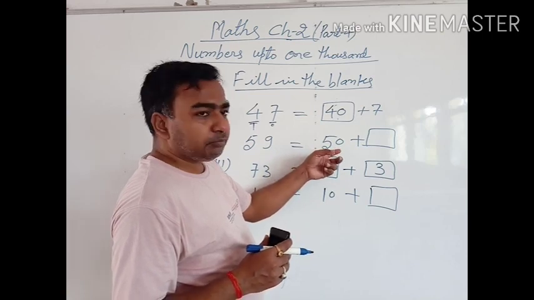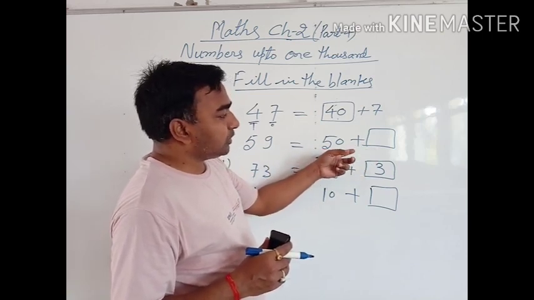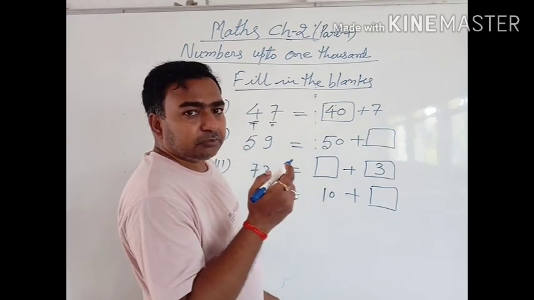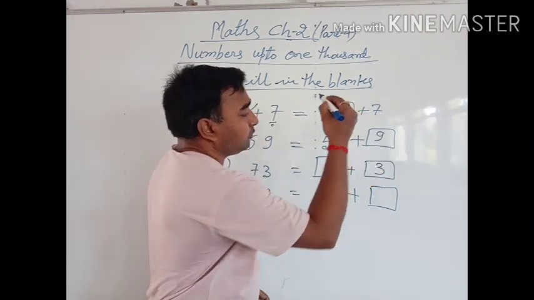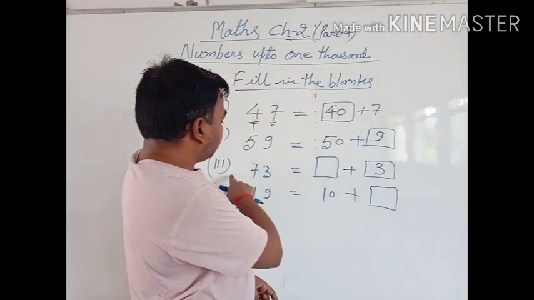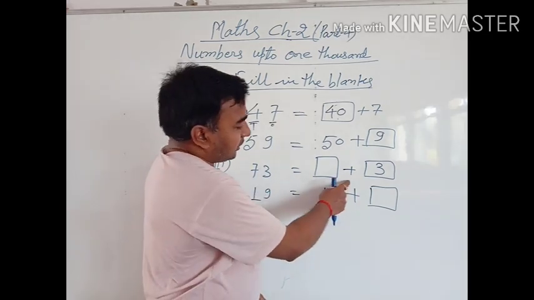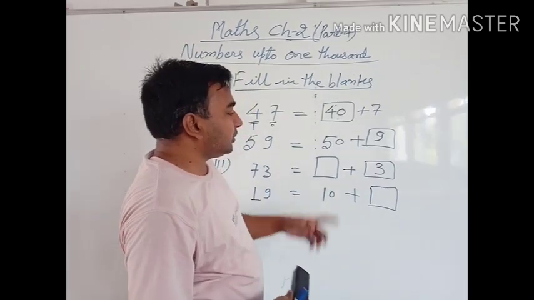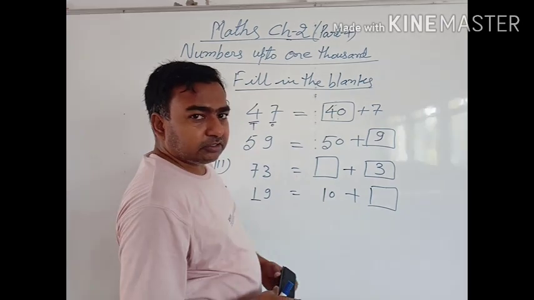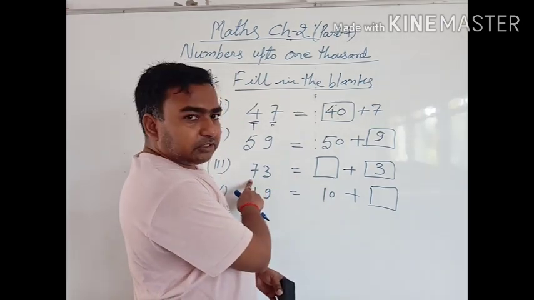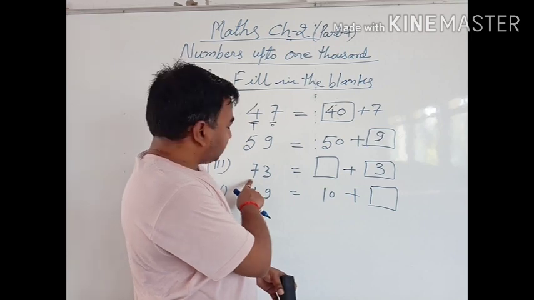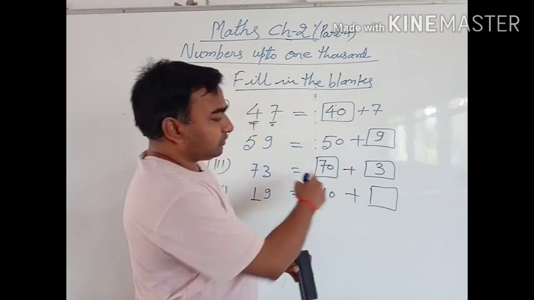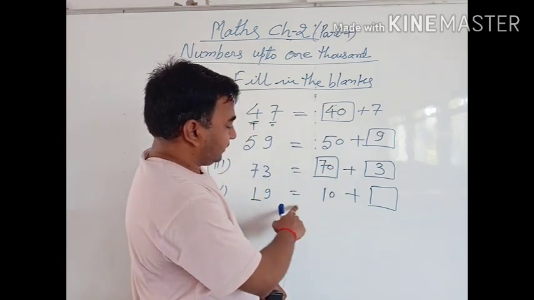After this, 59. Already you can see that I have written 50. Which number will we write inside this box to complete this? 50 plus which number is required? 9. So we will write 9. Now question number 3, 73. 73 equals box plus 3. Which number is required inside this box? What is the place of this 7? Tens. 7 tens are 70. So we will write 70, 70 plus 3. Now 19.